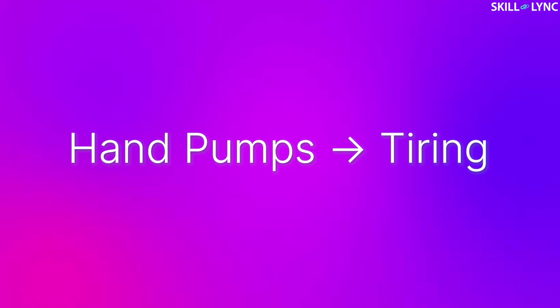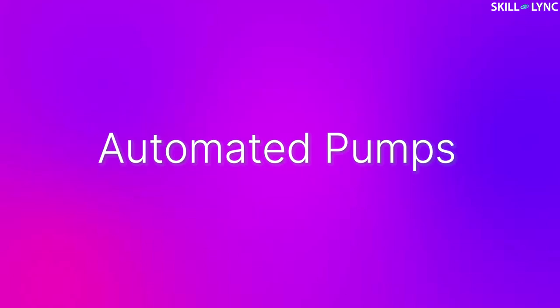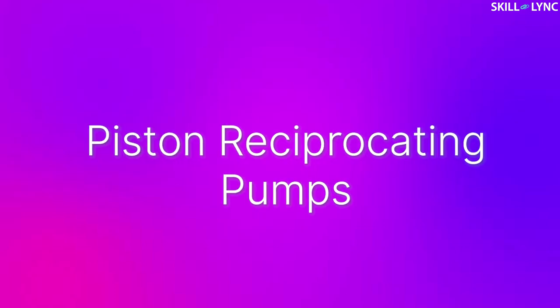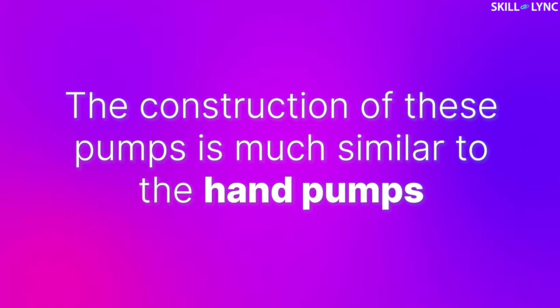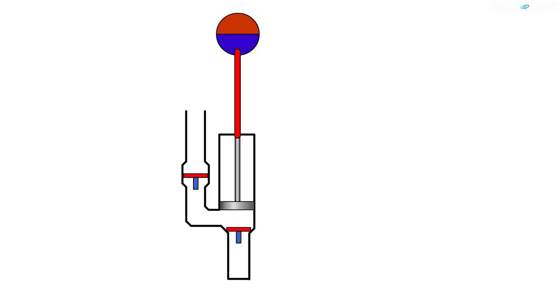The hand pumps are extremely tiring to operate for a long time. Anyone who's used them would be able to tell this. Due to this, automated pumps were developed. One such automated pump is the piston reciprocating pump. The construction of these pumps is much similar to the hand pumps. The pump has two one-way valves and a piston.